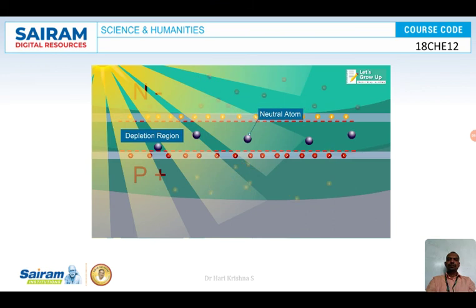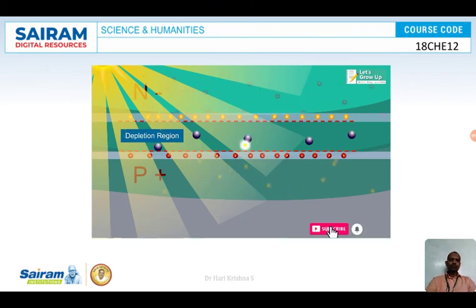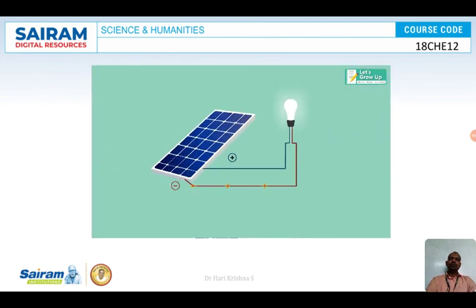These neutral atoms are broken when the photons from the sunlight strike the depletion layer. This knocks the electrons from the neutral atoms, leaving behind holes and producing free charge carriers. Then the electrons move towards the n-type layer and the holes move towards the p-type layer due to the electric field present in the depletion region. On connecting an electronic circuit, the electrons flow through it, generating electricity for electrical devices like a bulb, fan, etc.